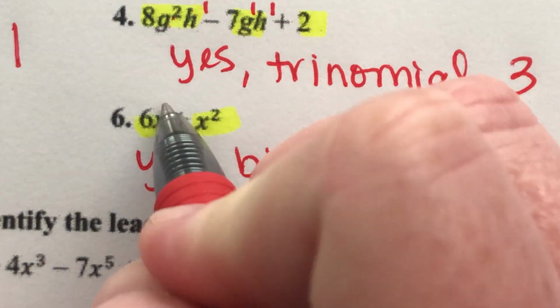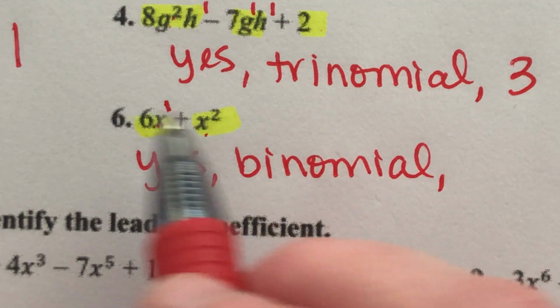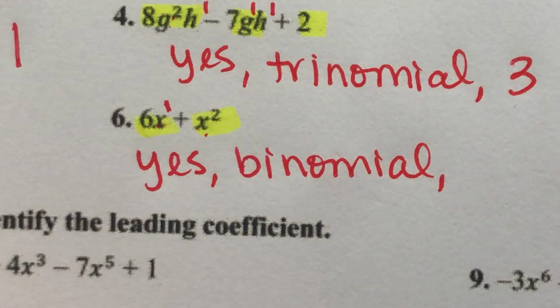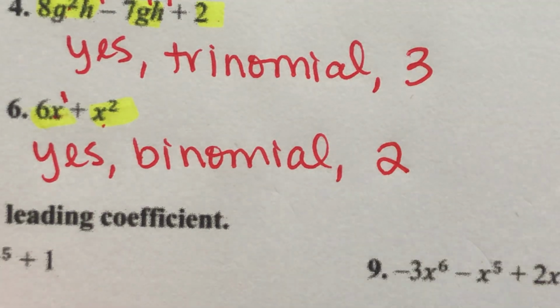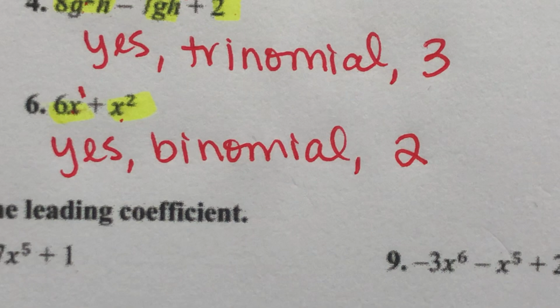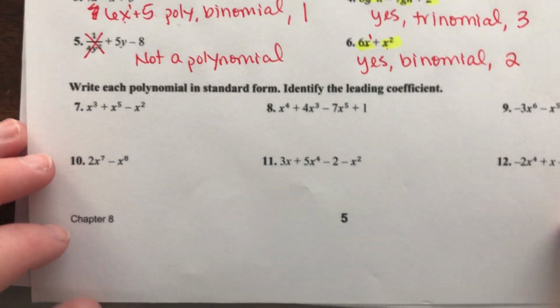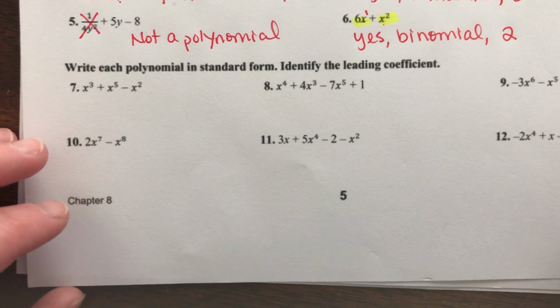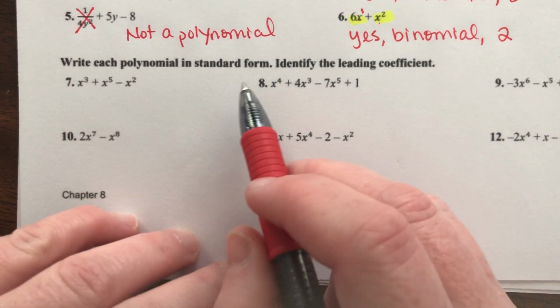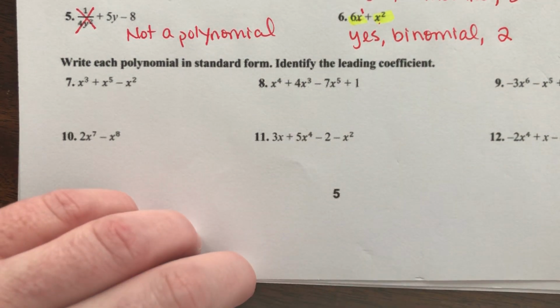And this has a degree of 1. This has a degree of 2. Out of 1 and 2, 2 is the biggest, so the degree of the whole thing is 2. Hope that's making sense. We're just kind of classifying them. All right, next part. Write each polynomial in standard form and then identify the leading coefficient.